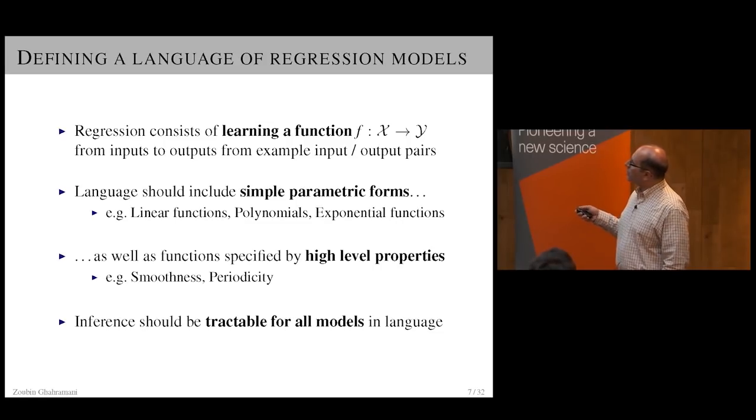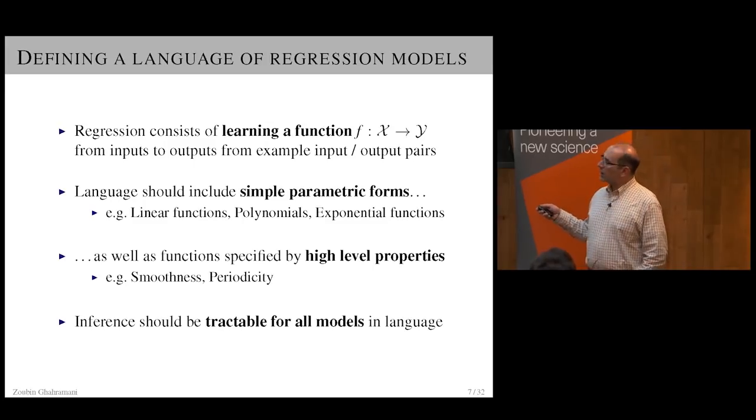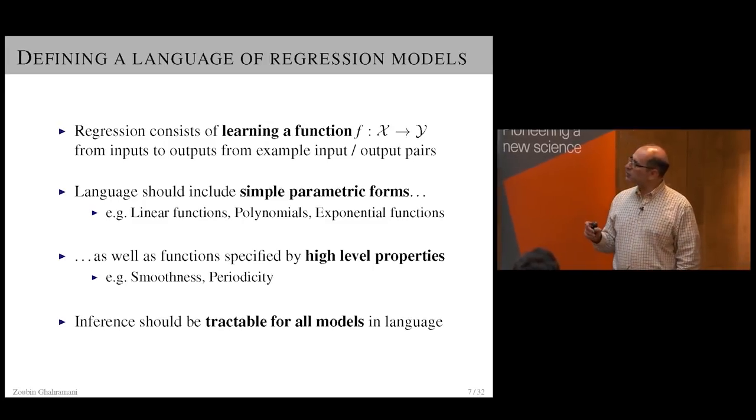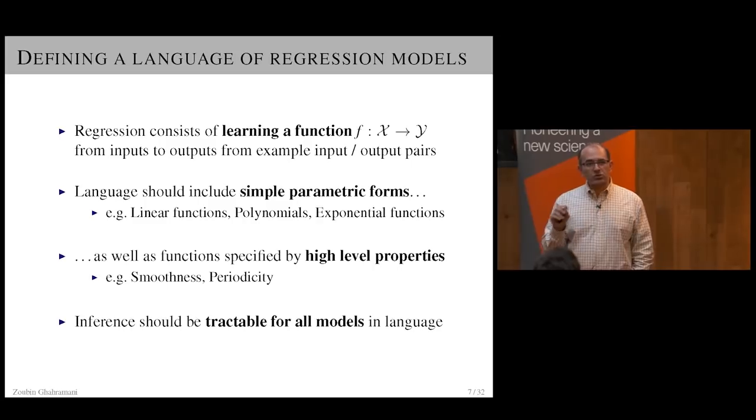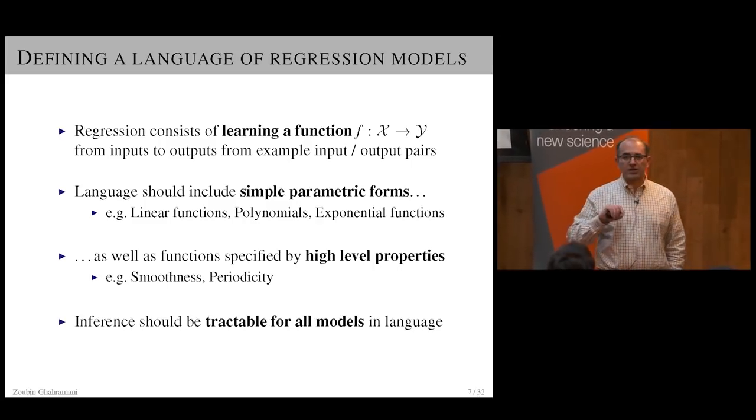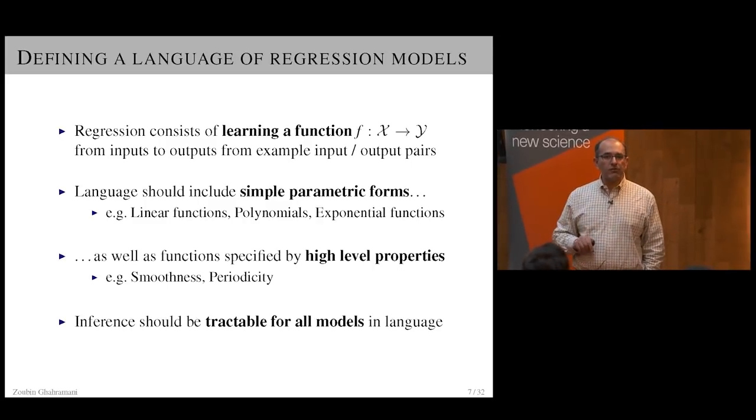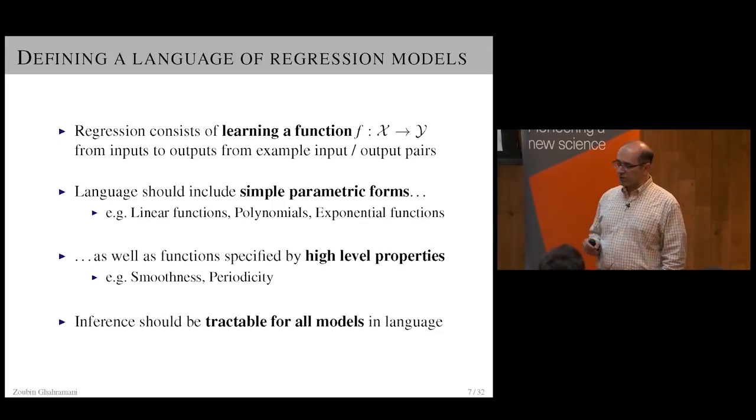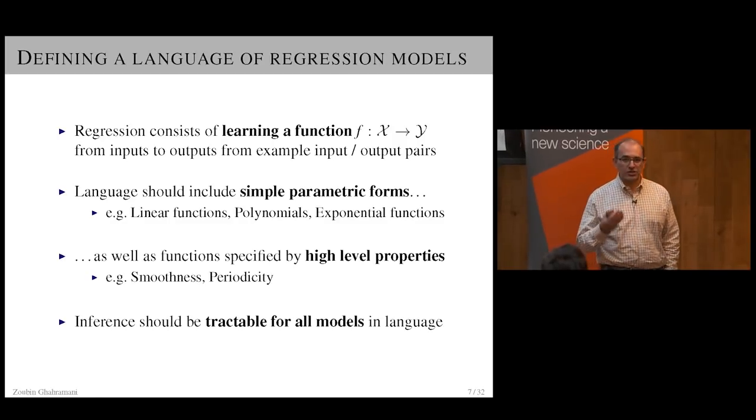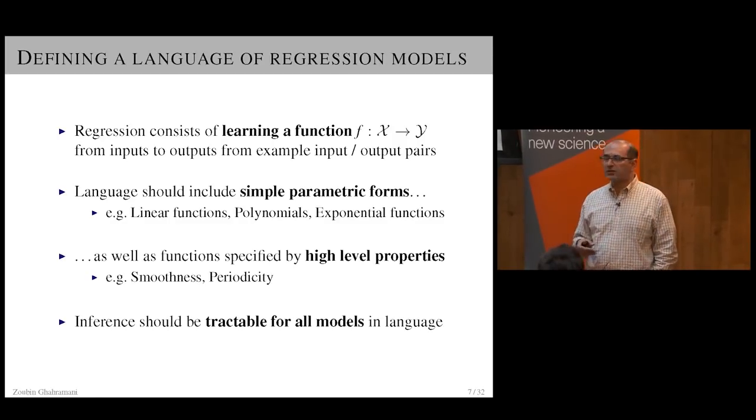But we don't want to limit ourselves to these types of models. We want to be able to describe the functional relationship between x and y in simple intuitive forms, like maybe it's a smooth function, or it's a periodic function, or it's a monotonically increasing function, etc. So terms like that that people might find useful.